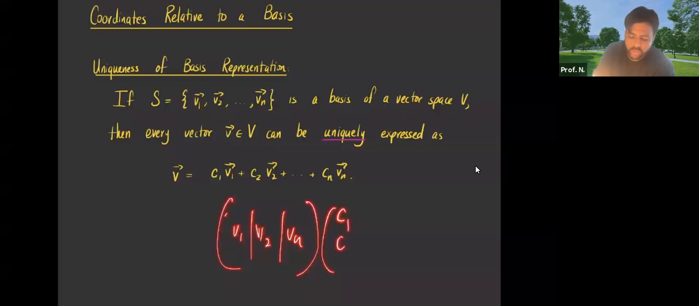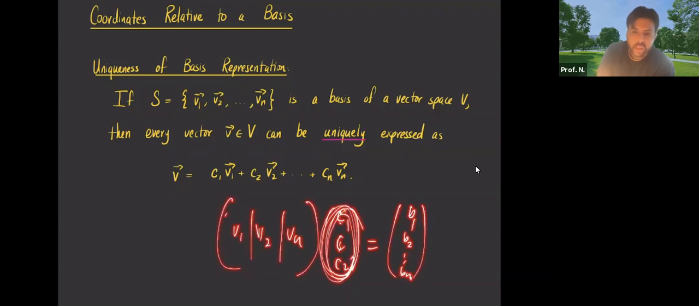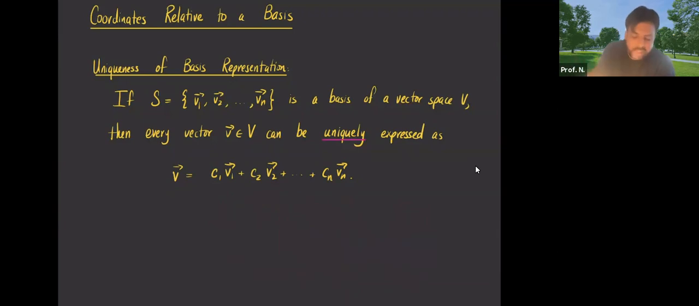We would have C1 all the way to Cn equal to the column vector here. And then to find these solutions, we would multiply by the inverse of this coefficient matrix. And there's only going to be one solution for that, if the basis is indeed linearly independent and spanning. So the idea is this is uniquely expressed.